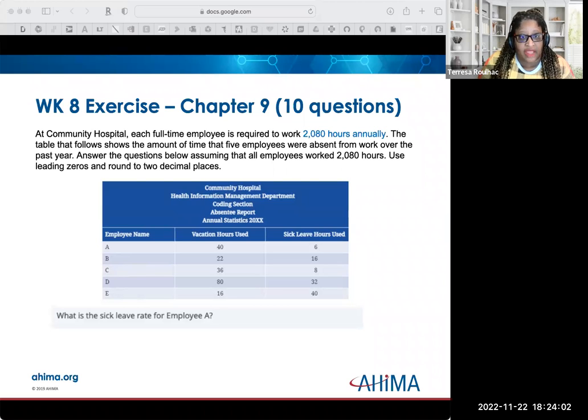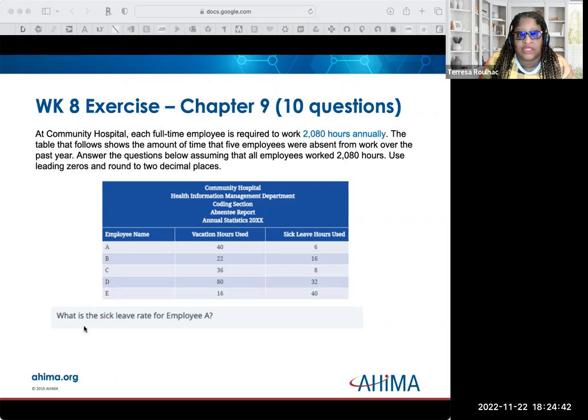Now, in this particular exercise, we are looking at what you're going to be expected to complete in your apply and reflect. Here you have a community hospital. Each full-time employee is required to work 2,080 hours annually. The table that follows shows the amount of time that 5 employees were absent from work over the past year. We're answering the questions below and assuming that all employees worked 2,080 hours. We're using leading zeros and rounding to 2 decimal places.